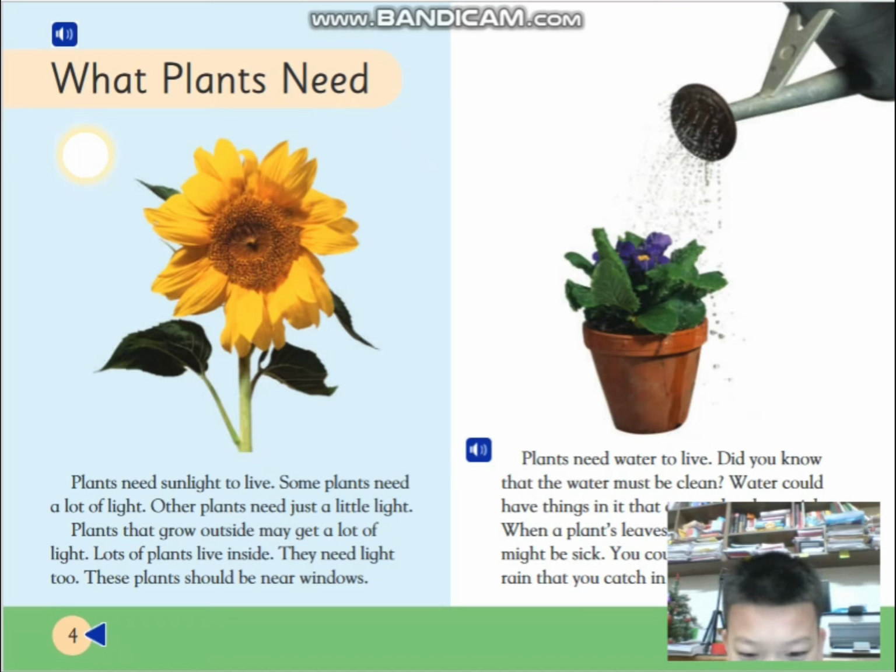Plants that grow outside may get a lot of light. Lots of plants live inside. They need light too. These plants should be near windows.